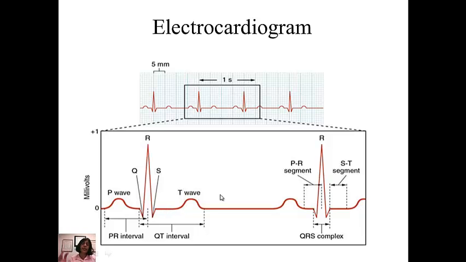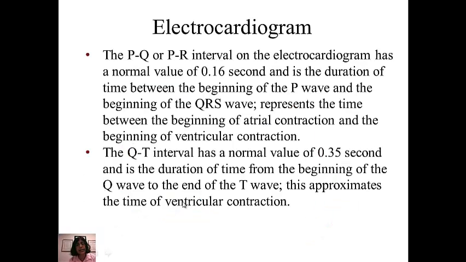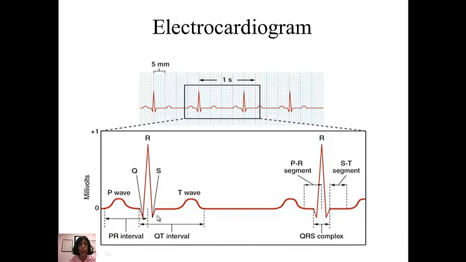In addition to these key parts within the ECG, you also notice PR interval, that is the time between the beginning of the atrial depolarization to the beginning of the ventricular depolarization. And similarly, QT interval is the beginning of the ventricular depolarization to the end of ventricular repolarization. This is about twice as long as the PR interval.